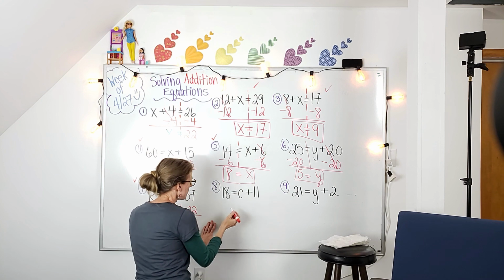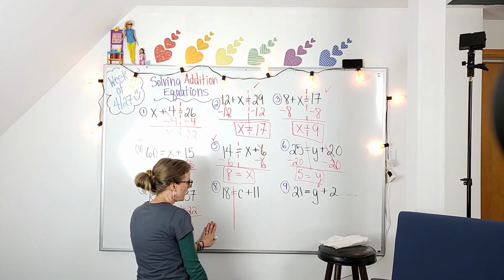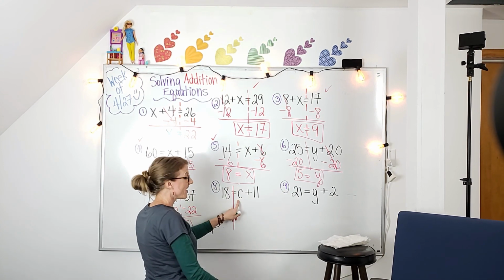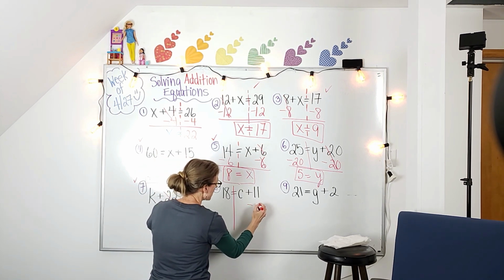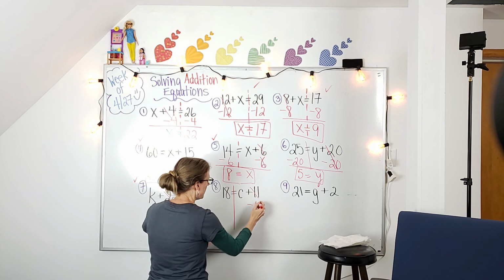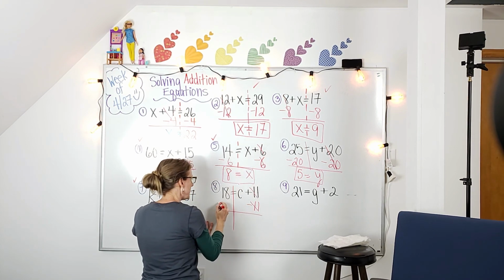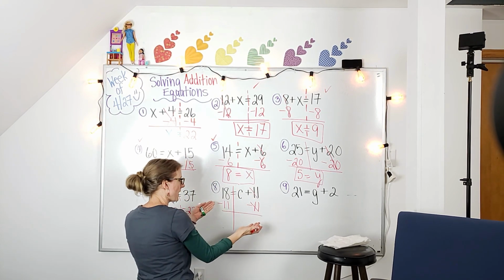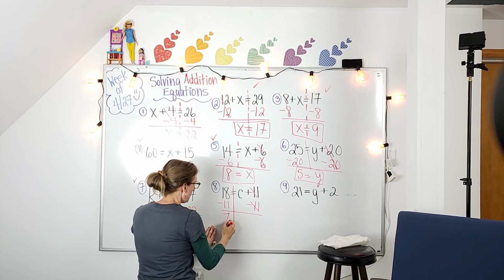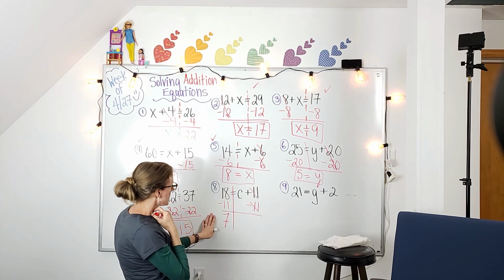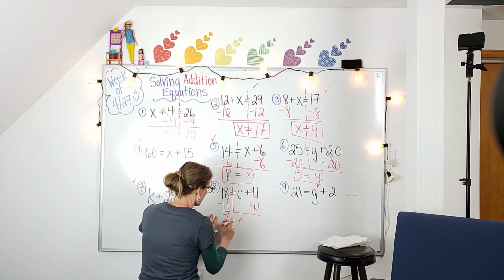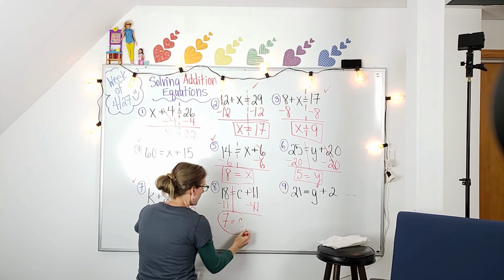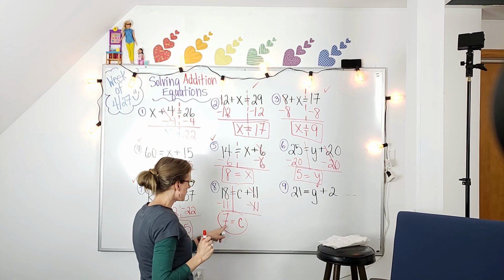All right. I've got my wall right where that equal sign is. I want to isolate or get that c, the variable, alone. So I want to get this 11 away from it. I've got to minus 11 from both sides to get this to balance. So 18 minus 11 is 7. And we get c equals 7.